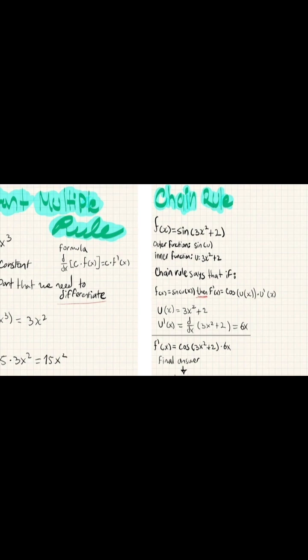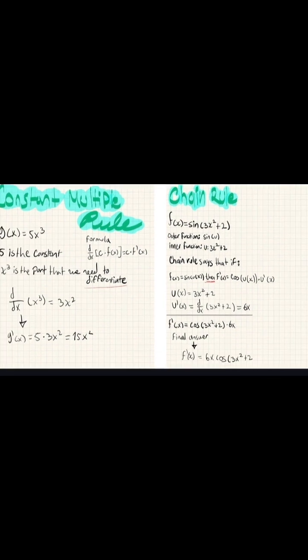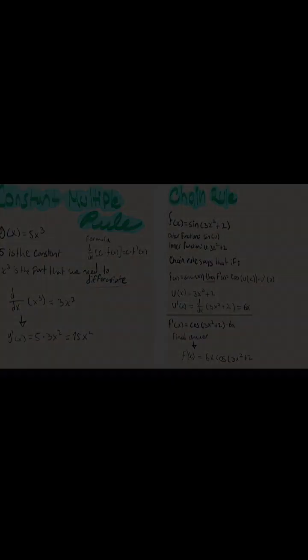We just need to solve this. So we are going to get that 6x and put it at the other side with the cos, and it will give us 6x cos of 3x squared plus 2, and that's the final answer.